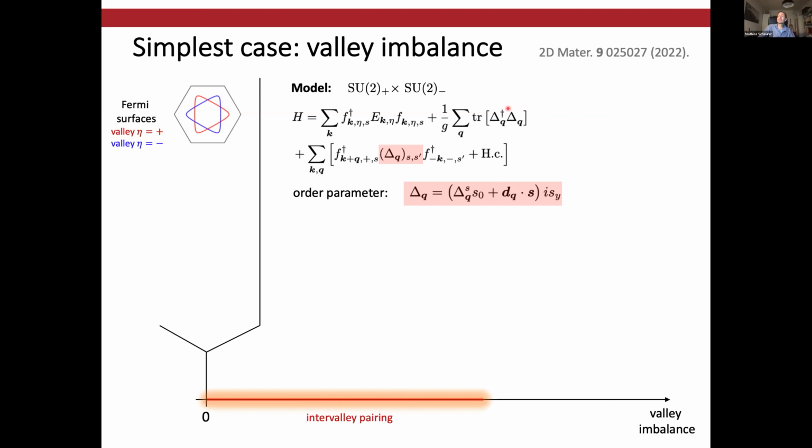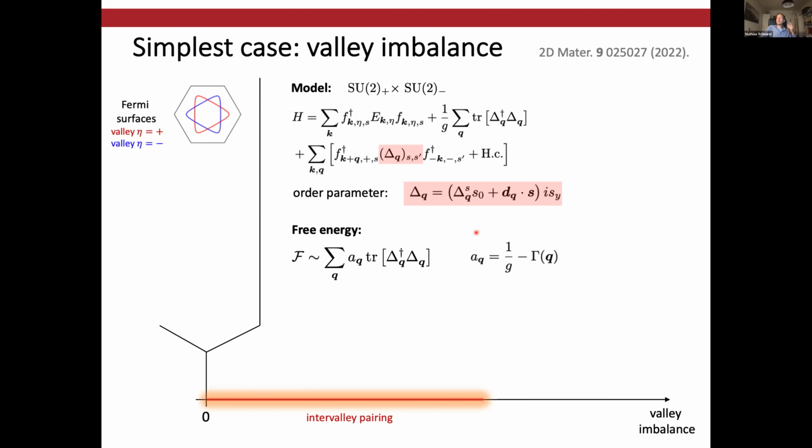Oh yeah, and maybe I should mention that we focus here on inter-valley pairing, meaning that we have Cooper pairs of electrons in valley minus and plus. The reason for that is simply that at zero valley imbalance, you have Kramers degeneracy between the two valleys. So you expect inter-valley pairing to be energetically favorable, and we expect this to hold also in a finite range of valley imbalance.